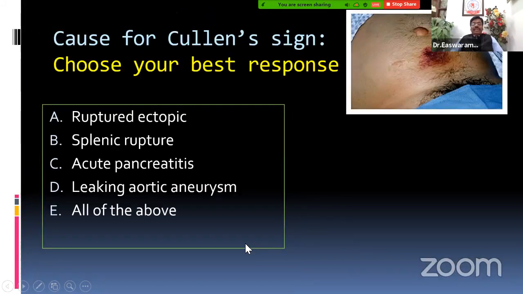Well done. Okay. Next, cause for Cullen sign. Choose your best response. I have given you 5 responses. Which response will you choose? Anybody?